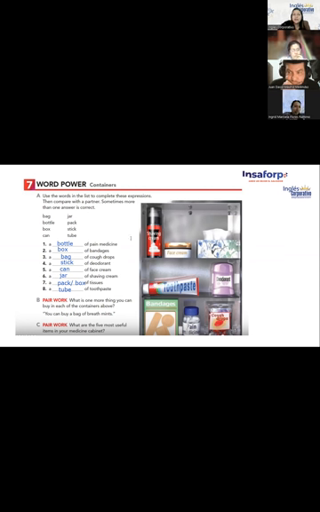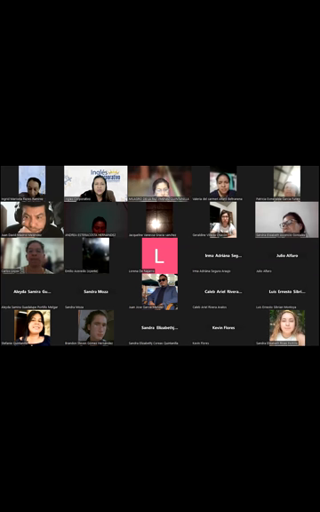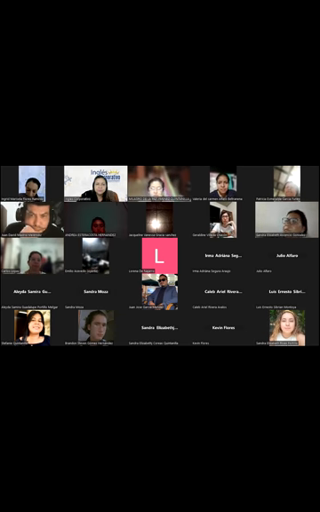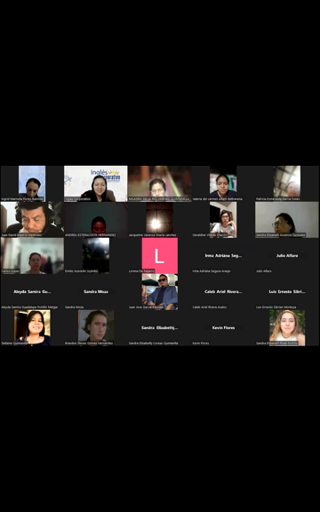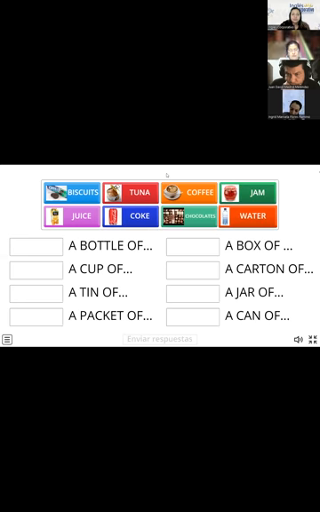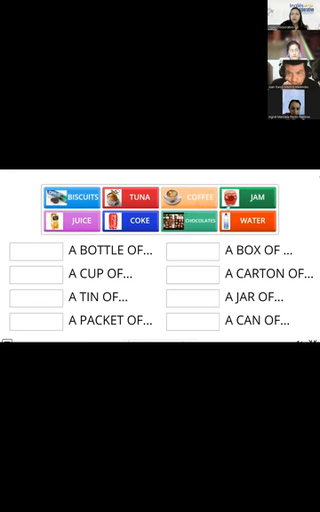Now, guys, we are going to practice a little bit more about the vocabulary for containers in the following exercises. We are going to work on some exercises online. We're going to start with the containers of food, because we place the food in containers. We had biscuits, tuna, coffee, jam, juice, Coke, chocolates, and water.